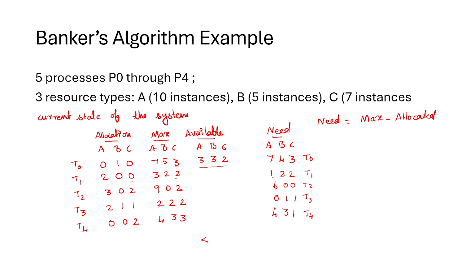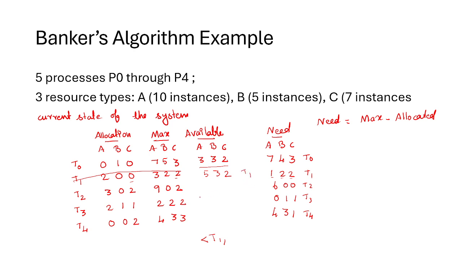Now go with T1. The current need of T1 is 1, 2, 2, I mean 1 instance of resource A, 2 instances of resource B, 2 instances of resource C. The available is 3, 3, 2, so it can be allocated. T1 starts its execution and completes. After T1 completes, its allocated resources are released, so the available will become 5, 3, 2.